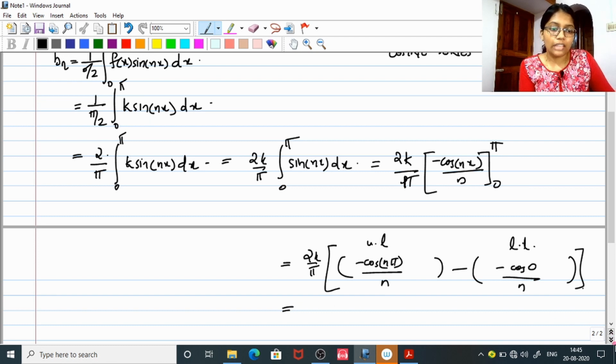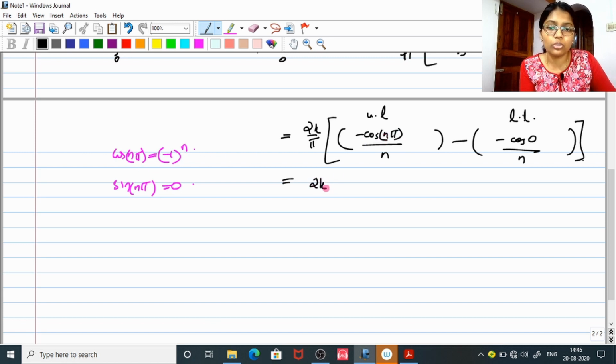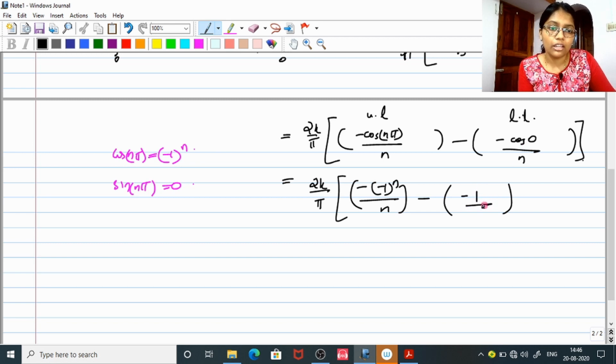Last class I said that cos n pi value is negative 1 raised to n, and sin n pi value is 0. Please memorize this formula, because in Fourier series in many areas we are going to use this. So here negative cos n pi is negative 1 raised to n. So 2k divided by pi, negative 1 raised to n divided by n in the upper limit bracket, minus, in the lower limit bracket we have minus, and cos 0 value is 1. So these are the substitutions.